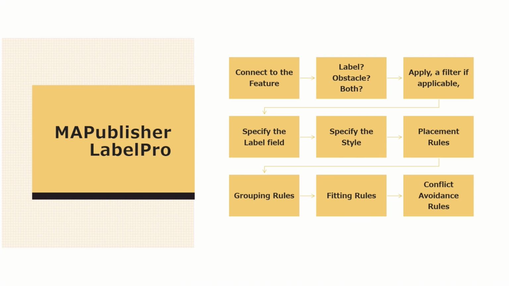The labeling process is fairly simple. It involves connecting to the feature that you wish to label, indicating if it is labeled or an obstacle or both, applying a filter if applicable, specifying the label field, the style, and the placement rules. And after that, there is a fair amount of manual labor involved in adjusting the labels so that they are easy to read in context, which is an iterative process as more labels are added.